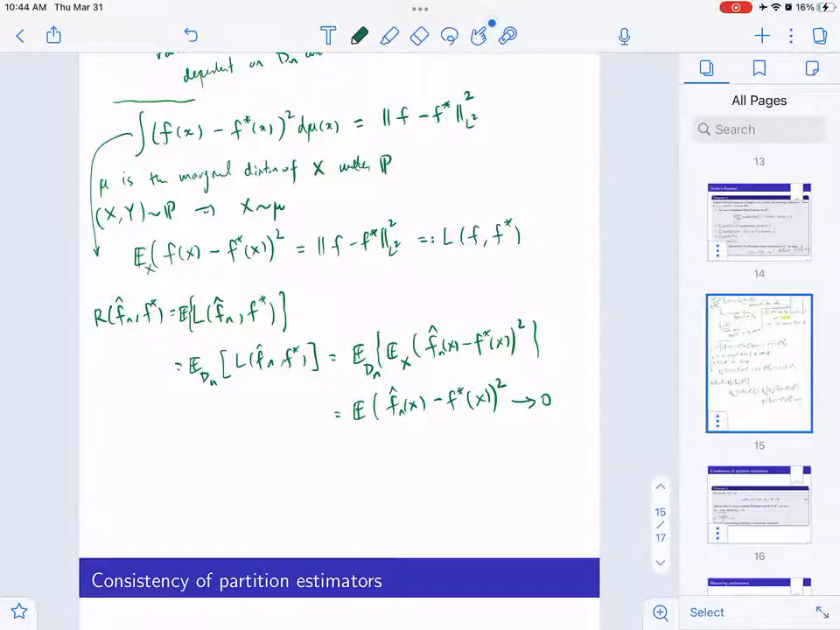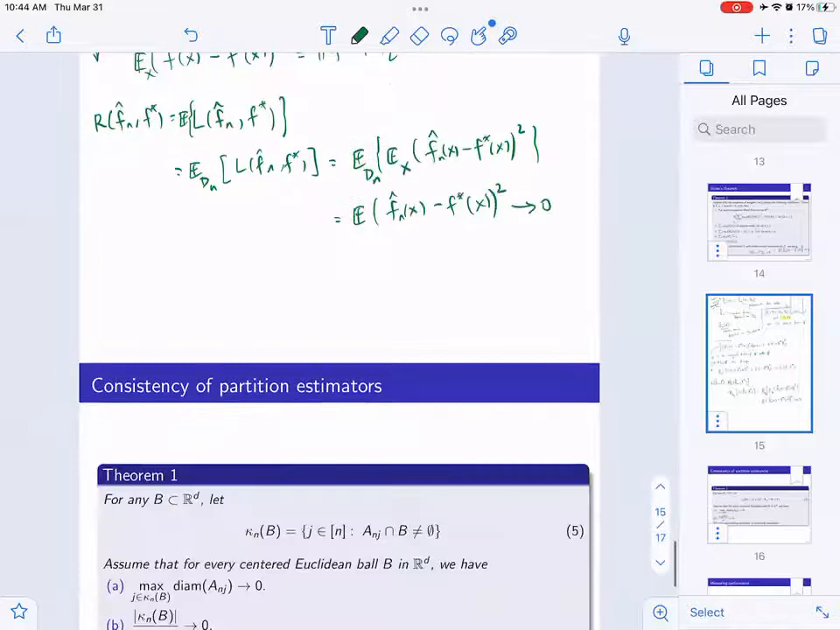This outer expectation going to 0 is fine, because by Markov's theorem, this is converging in probability as well. So if the expectation goes to 0, that is, if R(f hat_n) goes to 0, then you can say that L(f hat_n, f star) converges in probability to 0, by Markov's theorem. So this is stronger: it is the expectation going to 0.